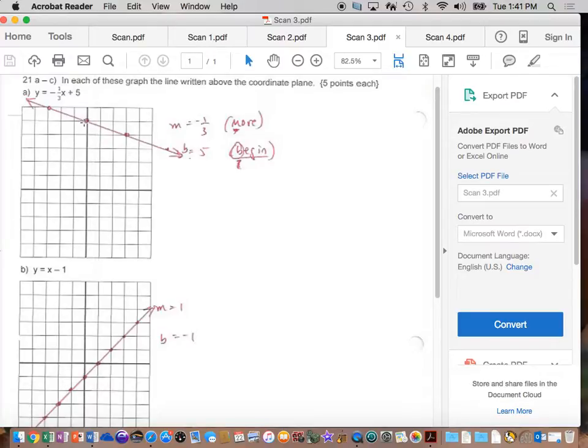Please make sure that you begin on the y-axis, not the x-axis. Every once in a while, a kid goes over here to x. We don't want to do that. Down 1 over 3, down 1 over 3. Run out of room, I'll go this way. Draw the line. Your line better be straight. If it's not straight, you did something wrong.